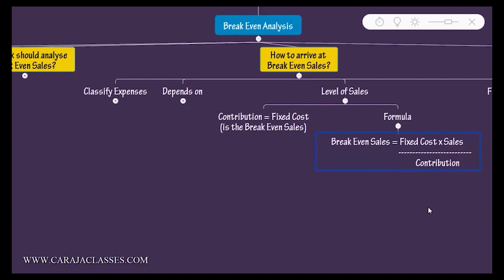But in reality, your actual sales will be either greater than or less than break-even sales. So at that point, you want to know what level of sale will give contribution that will be equal to fixed cost. That's why we are writing the formula like this: break-even sales is equal to fixed cost into sales divided by contribution. I'll be explaining how this formula was derived when we take up case studies. Okay, right.